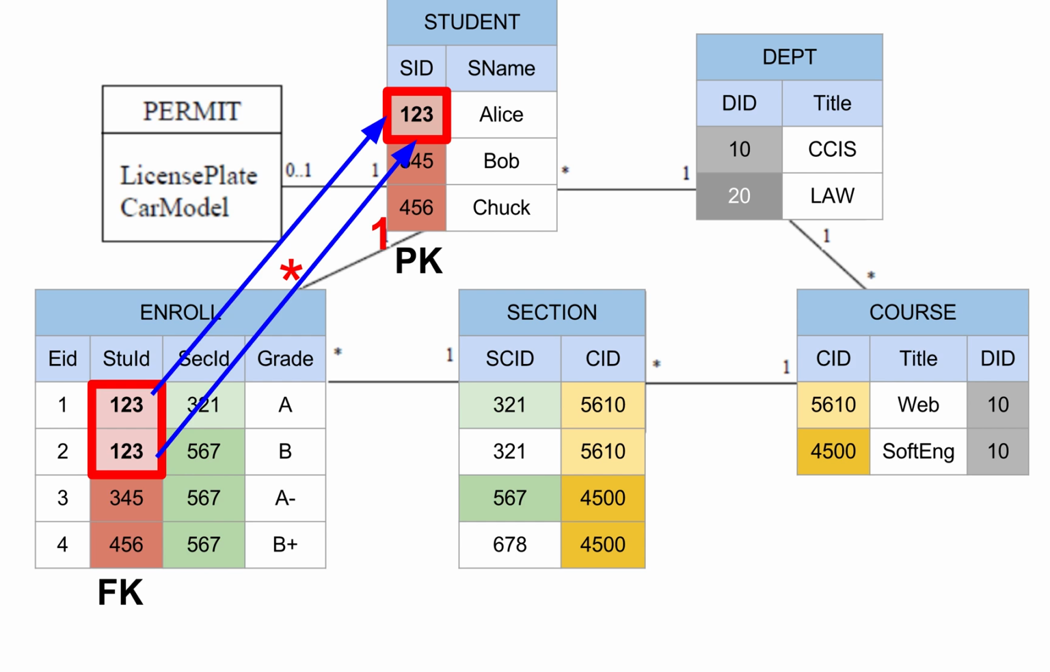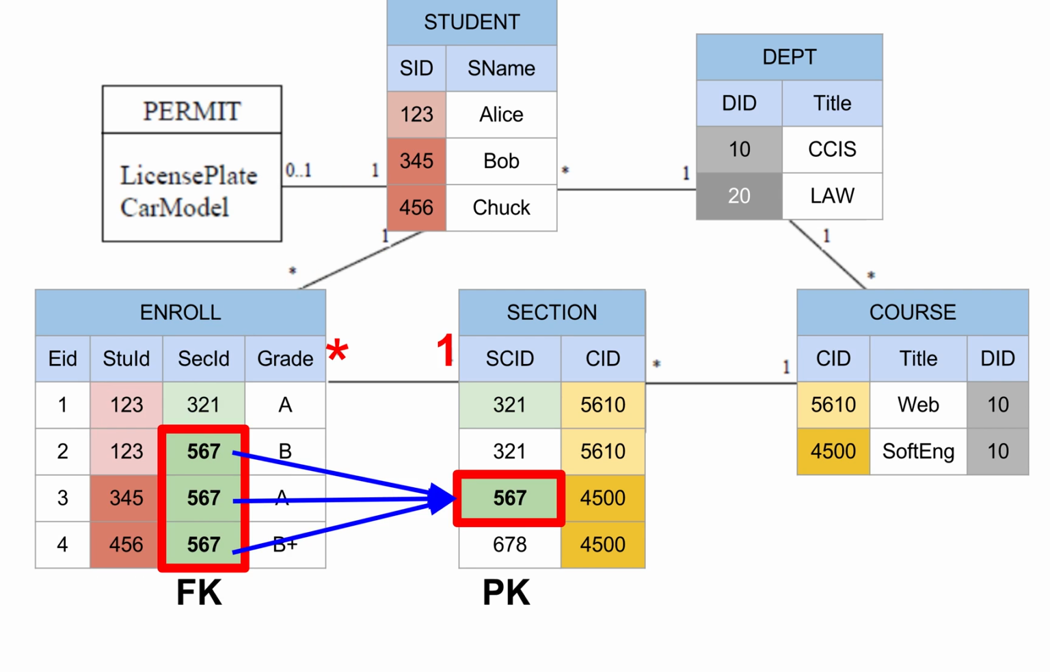Notice that Bob also has an enrollment, and Bob got an A minus. And Chuck has an enrollment, 4, 5, 6, and Chuck got a B plus in that particular enrollment. But Alice has 2 enrollments. Everybody okay? If you follow along, notice that we also have a star and a 1 between the enrollment and the section.